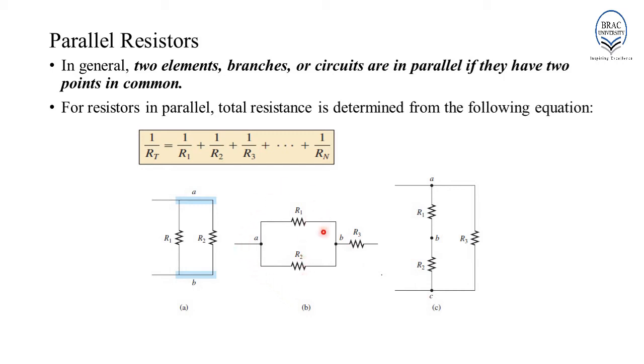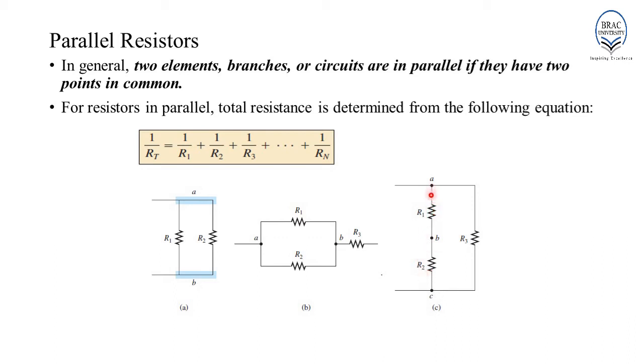However, this entire configuration of R1 and R2 in parallel has one common node with R3. So, R1 and R2 are at first in parallel, and then this entire configuration is in series with R3. In the third circuit, you can see that R1 and R2 have one common point B. Therefore, R1 and R2 are in series.